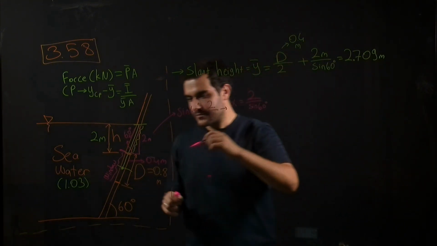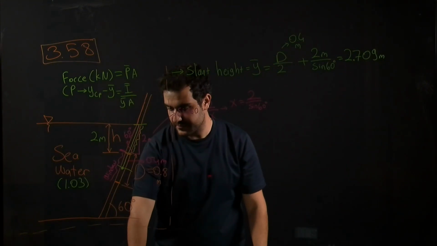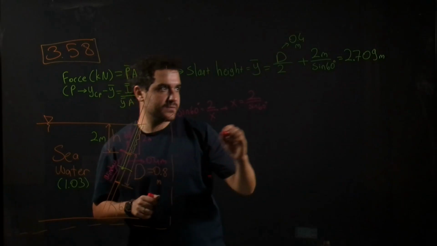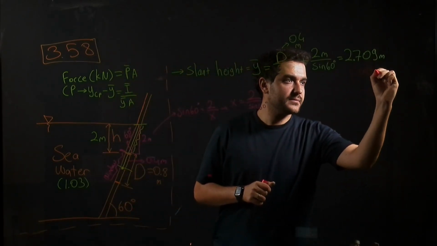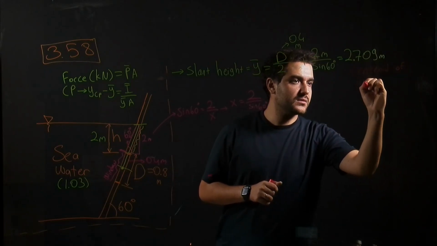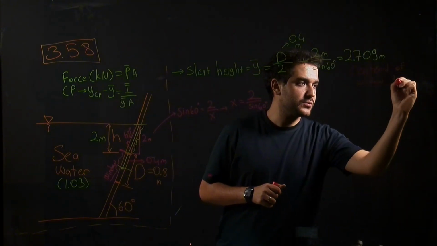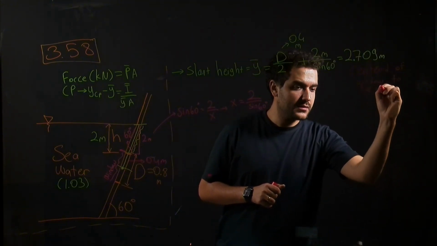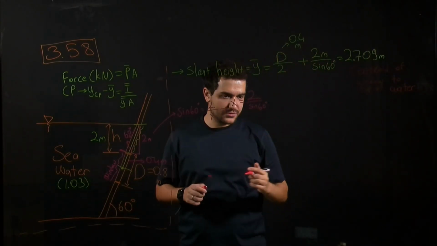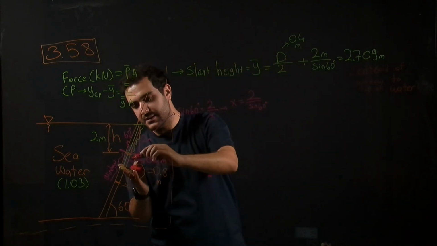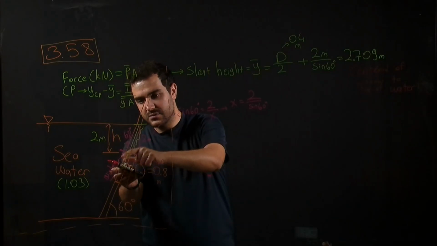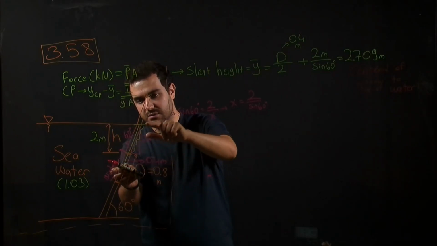In total, let me use another color. In total, the distance from center of window, so centroid of window, to top of water. I'm not sure if it is visible, but it is the distance from centroid of window to the top of water or surface of water.